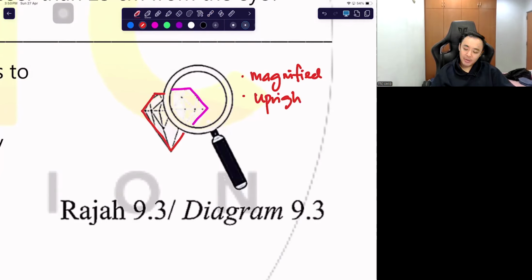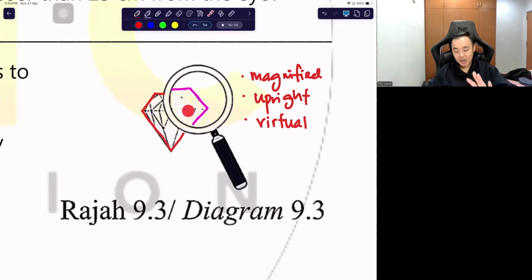Now if it's upright, what else do we have? Third point: upright and what? They stay together, one bundle always. Upright and virtual, always together. Understood? So there you go. This magnifying glass, whatever you saw, is a magnified, virtual, upright image, right or not?